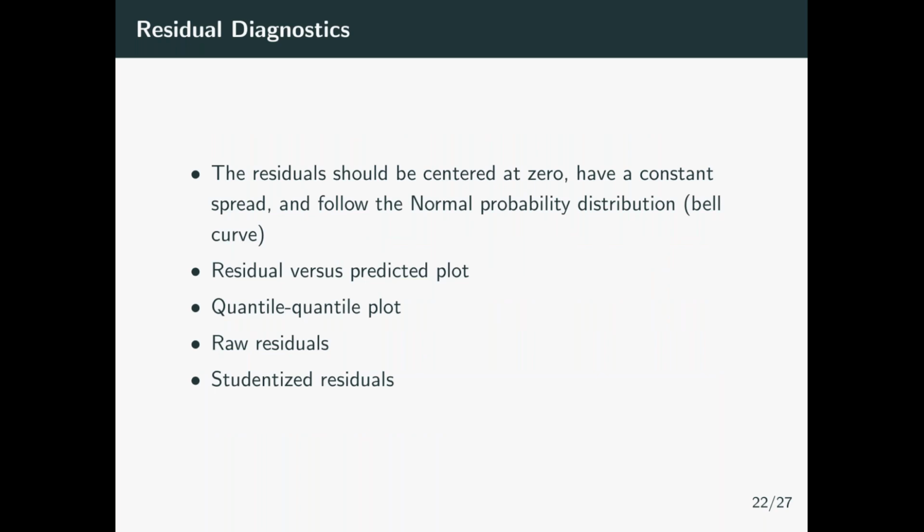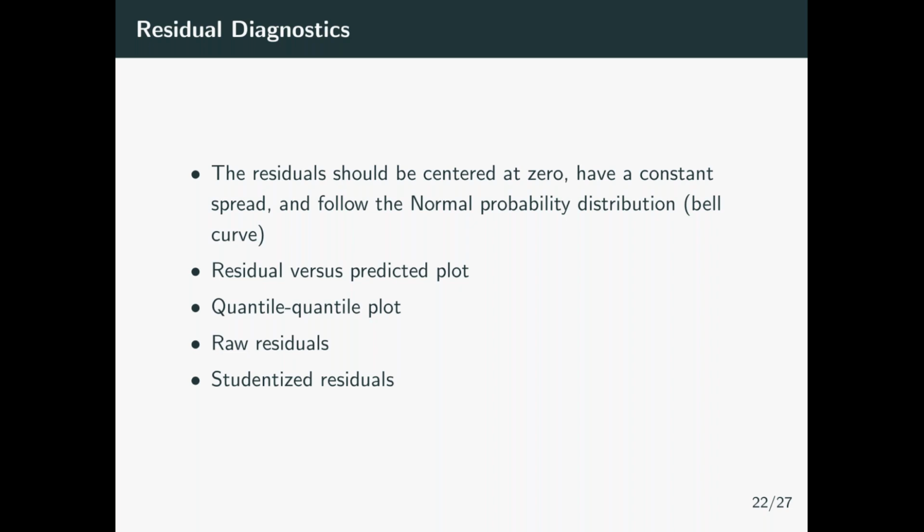Now that basically finishes what I had to say about analysis of variance, but no discussion on analysis of variance would be complete without talking about residual diagnostics. Residuals, as I've mentioned already, are the differences between the measurements and the predicted value from the model you're fitting. Your residuals should be centered at 0. They should have constant spread and follow the normal probability distribution. You can assess centered at 0 and constant spread using residual versus predicted plots. You can assess whether or not they follow a normal probability distribution using a quantile plot.